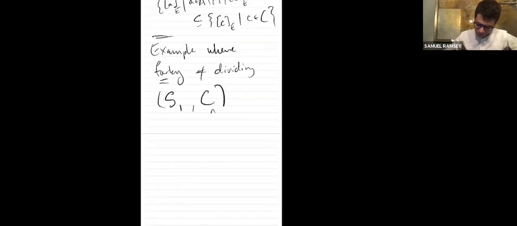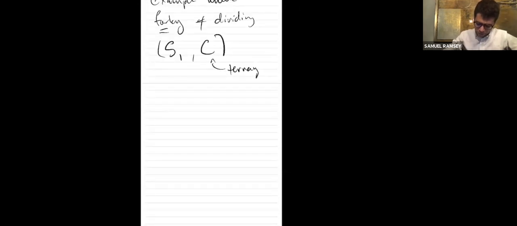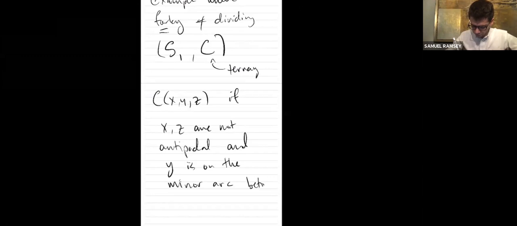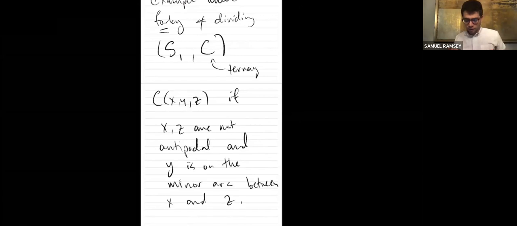So this C is ternary, and C holds of X, Y, and Z if X and Z are not antipodal, and Y is on the, I think it's called a minor arc between X and Z.